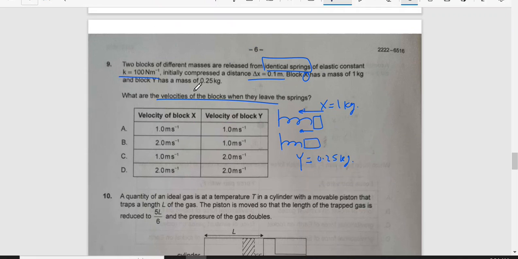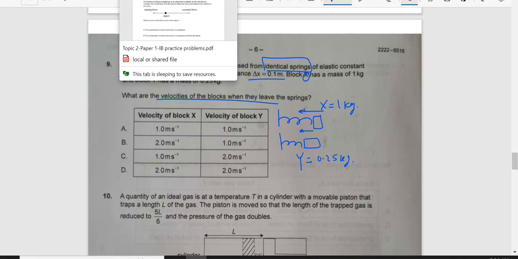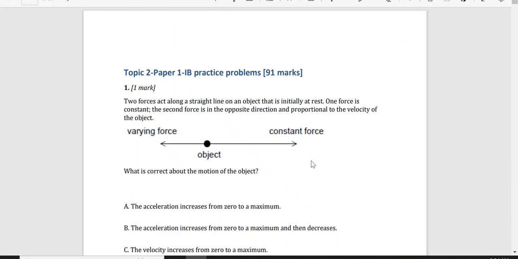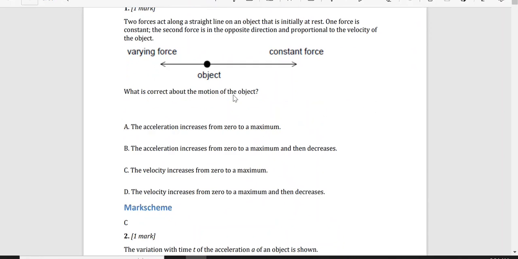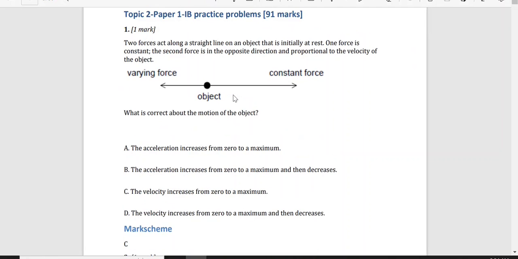Now, my students will continue with the worksheet I shared with you in Google Classroom. The worksheet is Topic 2, Mechanics, Paper 1 IB practice questions. First one: you have two forces acting along a straight line on an object that is initially at rest. One force is constant, the second force is in the opposite direction. What is correct about the motion of the object?